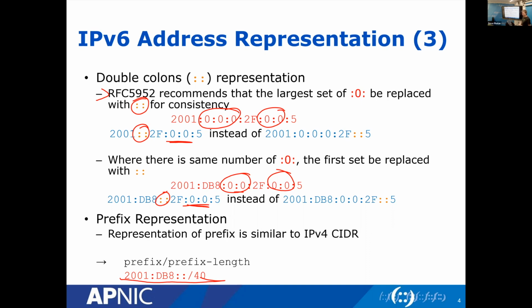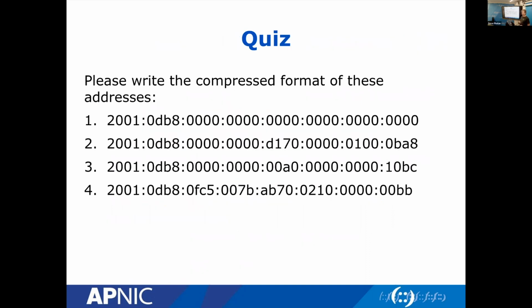All right. So let's do some shortening. I'm going to give you some examples. So anybody, number one, in the chat window, give me the shortened version of this first one: 2001, 0db8, lots of zeros. What's my shortened notation for this? There are no wrong answers except the wrong ones.